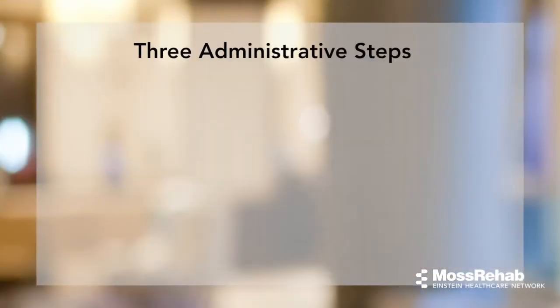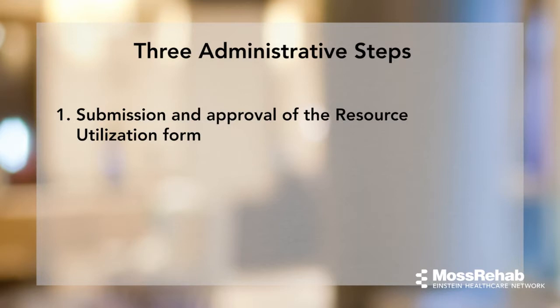Before using the registry to support your research, the 3 administrative steps that I described earlier must be in place. As a reminder, this includes submission and approval of the resource utilization form to use the registry, a review of scientific merit, and IRB approval. Once all the requisite approvals are in place, you will designate a staff member to be added to the registry IRB protocol. When that individual is added to the registry IRB protocol, they will be trained by registry administrators on registry procedures and how to use the registry database to recruit participants.